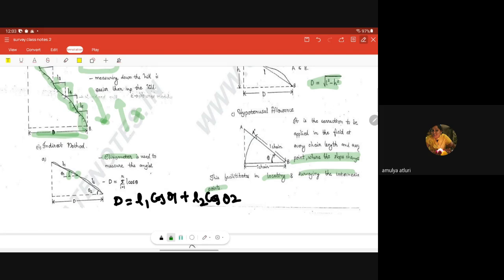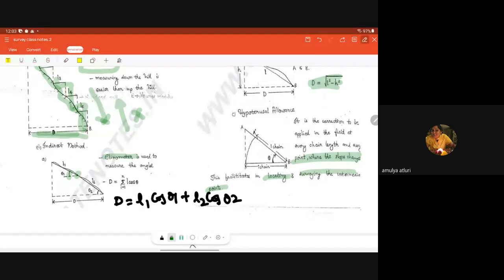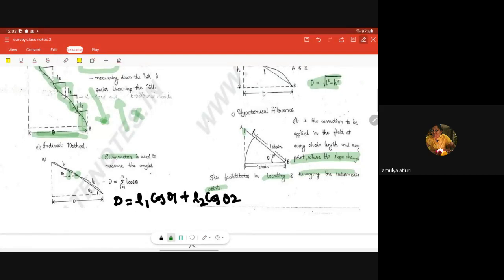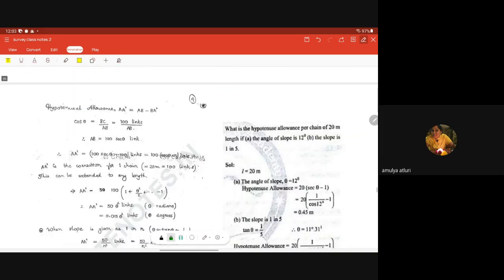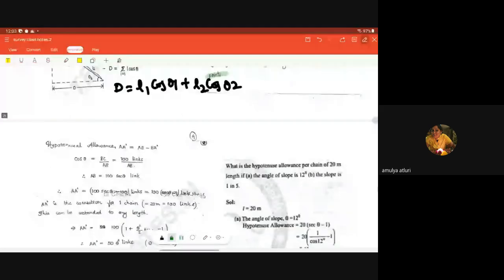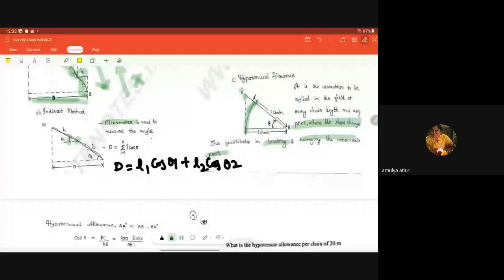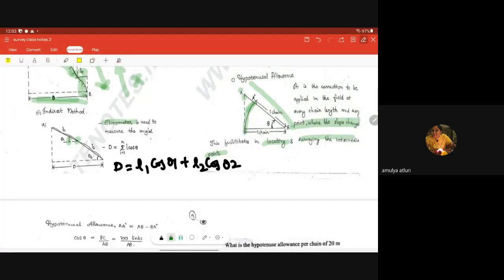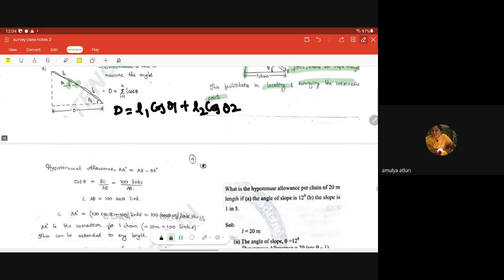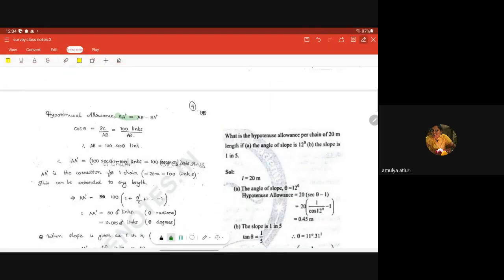So this A dash is my error. Wherever the slope changes, there may not always be right angles, right? So my chain can go till here because of this curve. Then A dash is my hypotenuse allowance. How do we calculate hypotenuse allowance? From this triangle, A dash is equal to total AB minus A dash B. So hypotenuse allowance A dash is equal to AB minus B dash A.